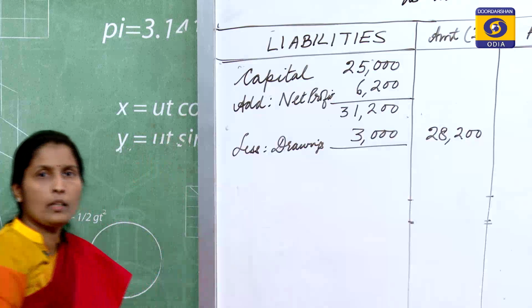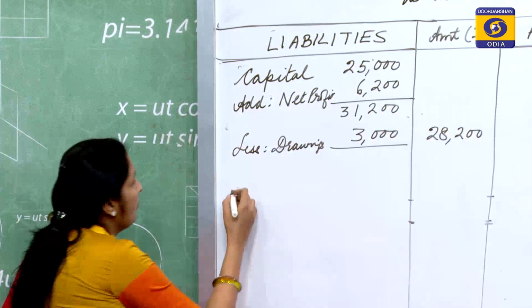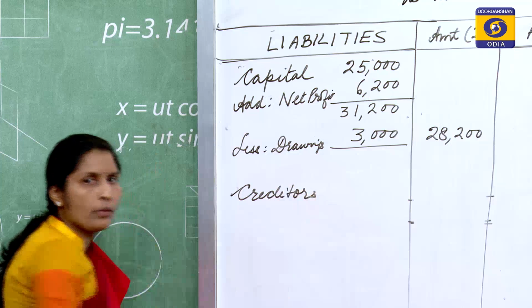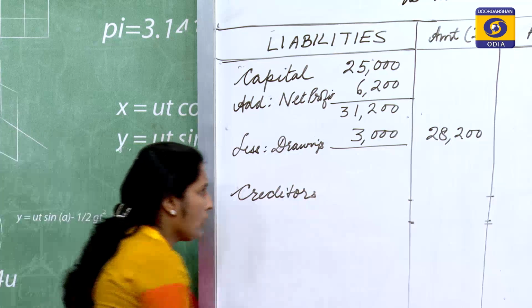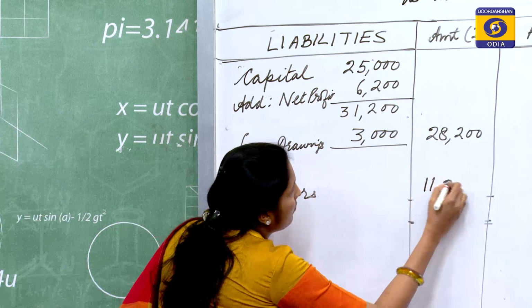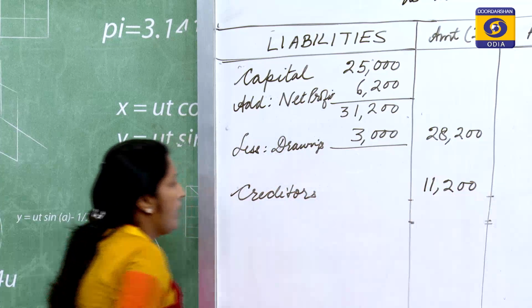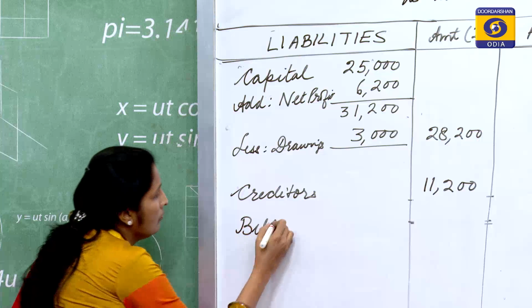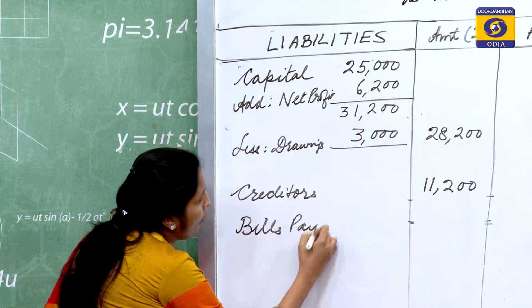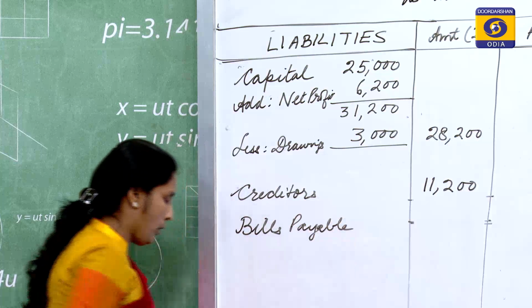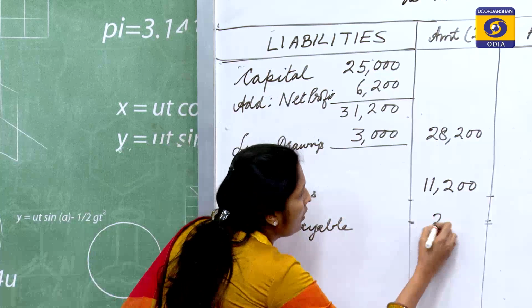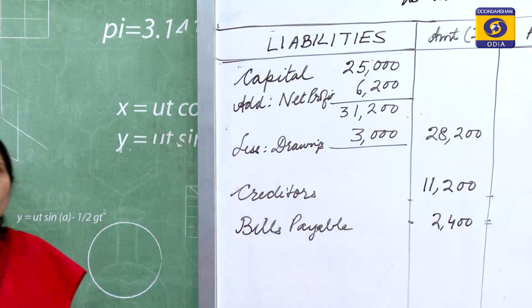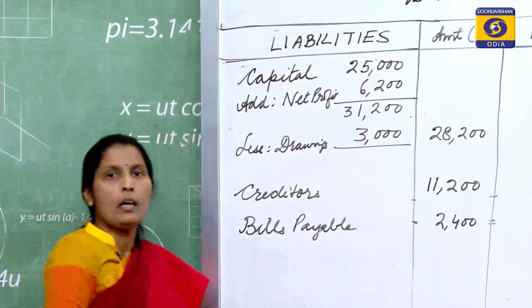The next item on the liability side, we have creditors. The amount of creditors given to us is 11,200. Next, we have bills payable. The amount of bills payable given to us in the question is 2,400. I think those are the items that will appear on the liability side. Let us now move to the asset side.